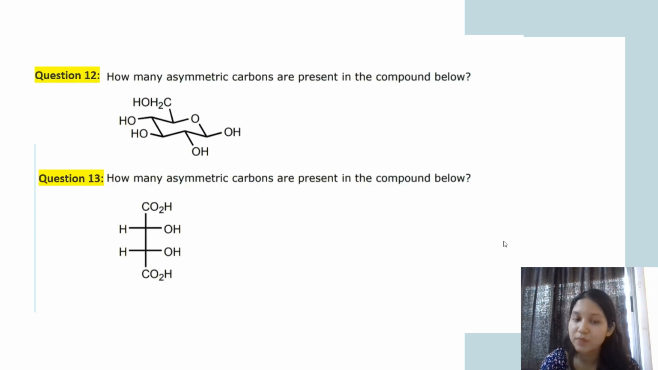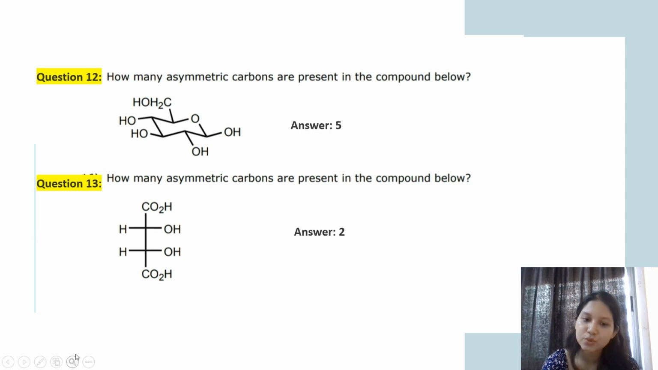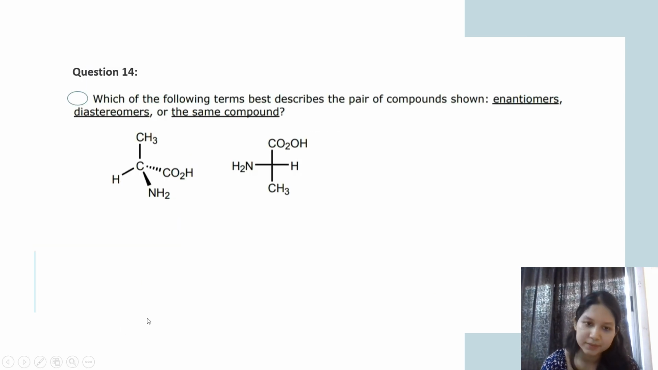In the next question, we discussed the number of asymmetric carbons present in this pyrene ring, and we saw that all the 5 carbon atoms of the pyrene ring were asymmetric. And in question 13, we had how many asymmetric carbons are present in this below compound, which is a tartaric acid, and we saw that this tartaric acid molecule has 2 asymmetric carbons present.